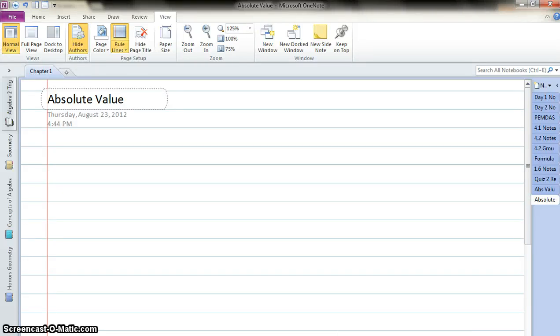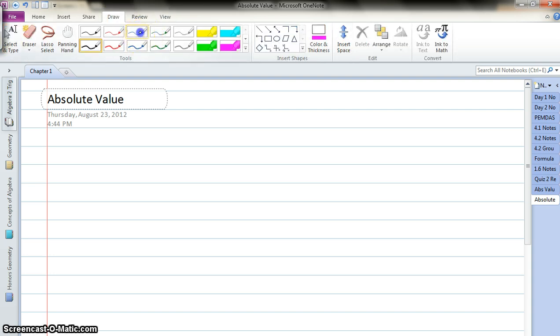Alright, welcome back. Today we have absolute value, equations, and inequalities. Now, what is absolute value? The absolute value is represented by two parallel lines with the value in between. And what it represents is the distance from zero. The distance from zero on a number line.